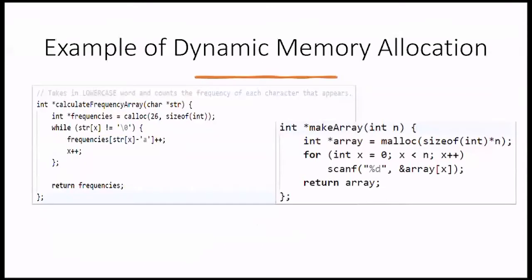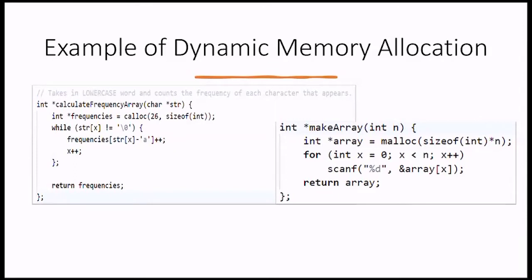Okay, so next slide. These are examples of dynamic memory allocation right here. And I apologize, in the left function, I did not define X. X should be starting off at 0. But for example, if you wanted to declare a frequency array based on a specific string, like for example, we're going to do a lowercase word, we're going to initialize an array of size 26, and each element is going to be of size of integer.